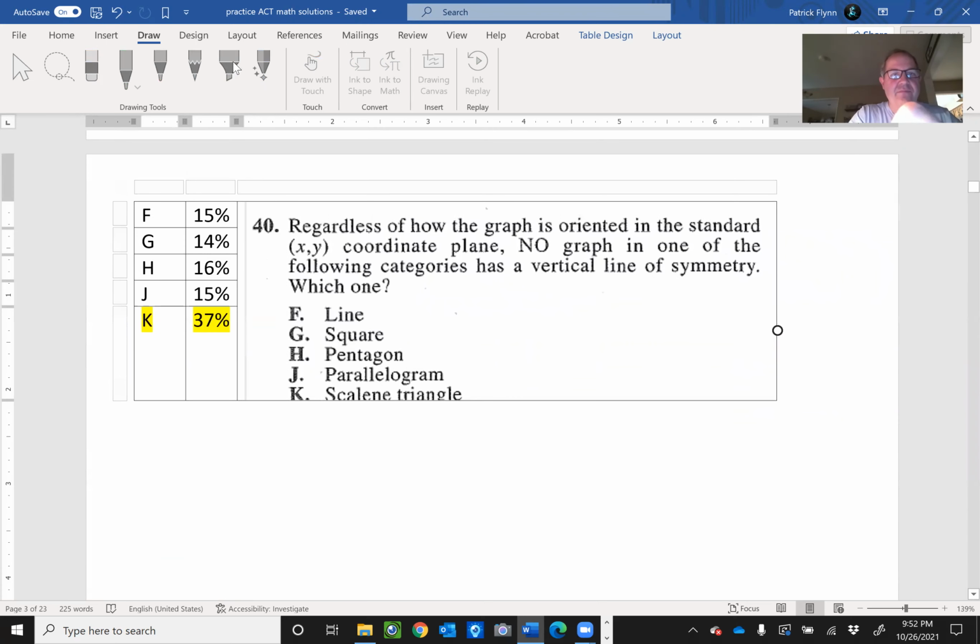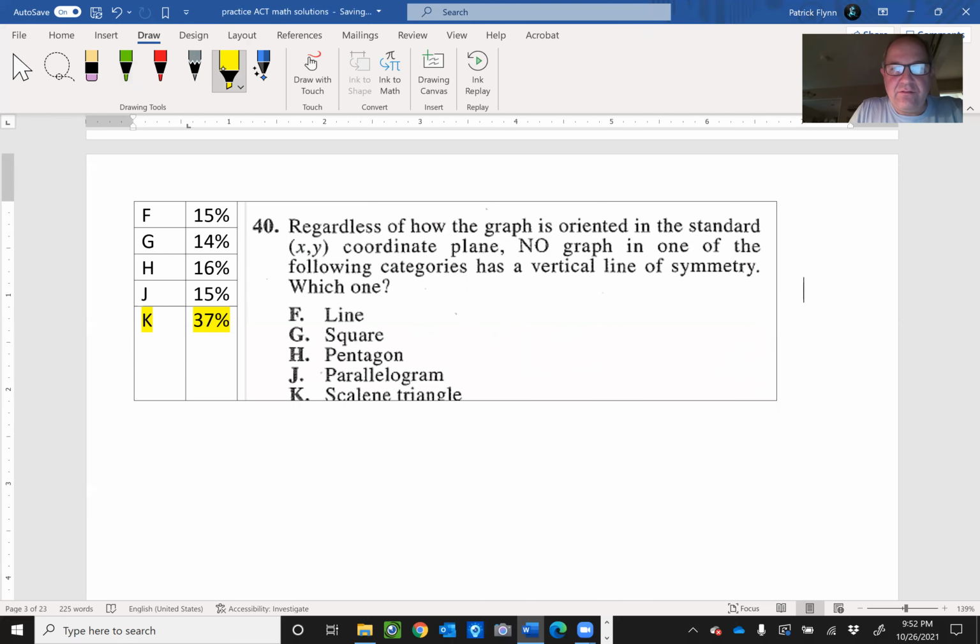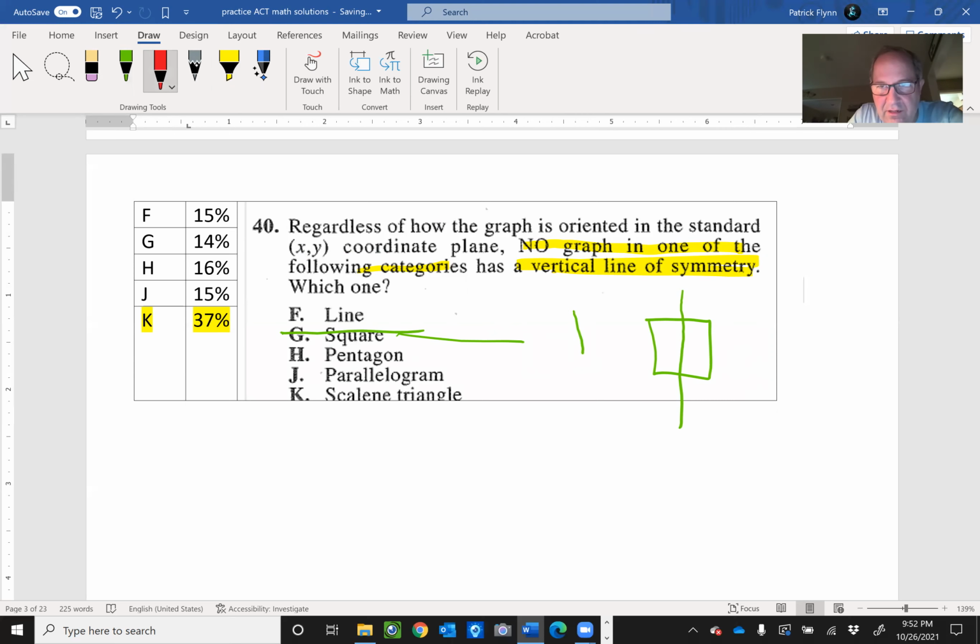Okay, question number 40. No matter how you draw these two lines, no graph in one of these categories has a vertical line of symmetry. Now, a line of symmetry, if we think about a square, for example, is something that divides it exactly in half, right? So a square does have one. A line has one also, right? So if this is our line, and I were to draw a vertical line of symmetry on top of that, it does work. Pentagon, 1, 2, 3, there's 5 sides, vertical line of symmetry.